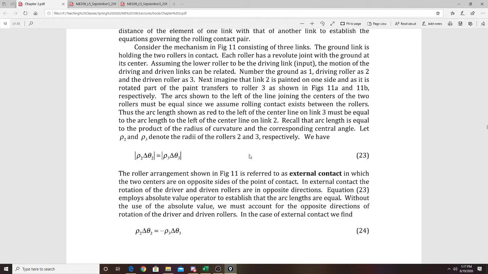Now, right here, this is a positive relation. You see that these are absolute values, which means it is always keeping the positive. As you can see here, we now have a negative in front. The reason we have a negative in front is because we have external contact, the next type of rolling contact. And what that means is, let me roll this out.